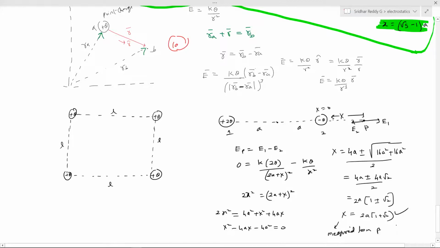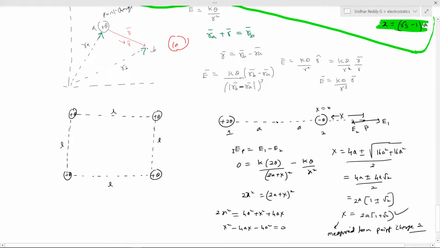Measured from the point charge to. Like this, a student has to really analyze where the field will be 0 when identical point charges or different point charges are kept.